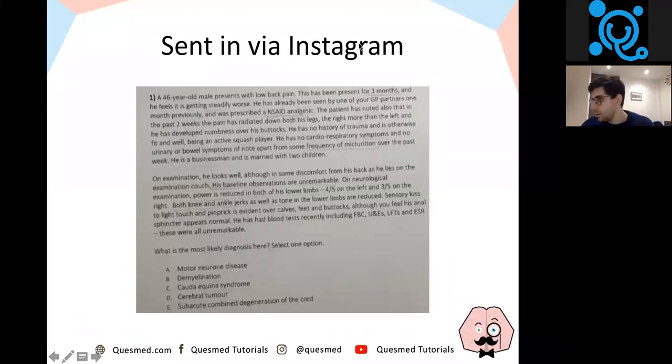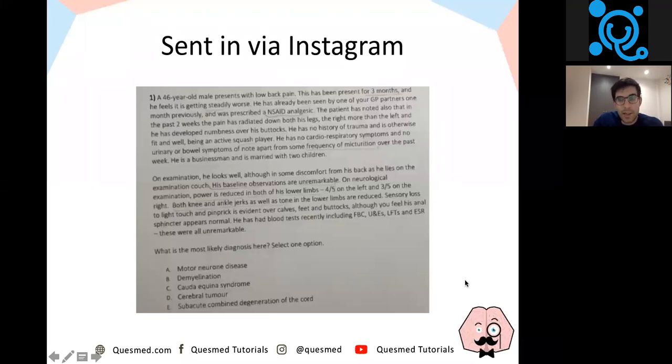Right. Cool. Should I have a look at the answers to see? So I think 57% have gone for C, which is cauda equina, and then 24% have gone for E, and then 10% for A. So yeah, that's the answer, cauda equina syndrome.